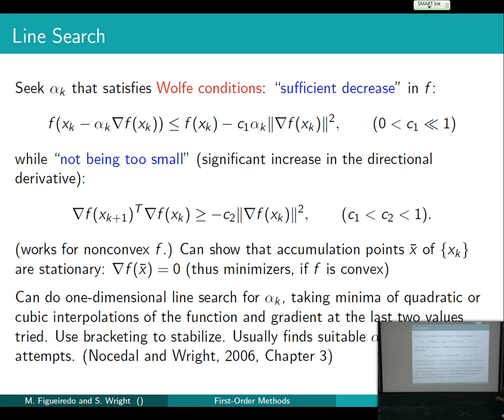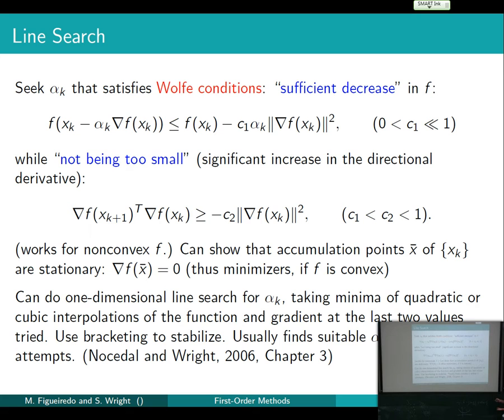So that's the first condition. And the second one says that the gradient at the new point transpose the gradient at the current point should be bigger than or equal to this. Now what this means, if you're actually finding the alpha that exactly minimizes f along the search direction, this will actually be zero. Okay? This directional derivative will actually be zero. So this is a relaxation of the directional derivative. These are called the Wolfe conditions. And these are conditions that allow you to prove that this thing will converge to a solution.